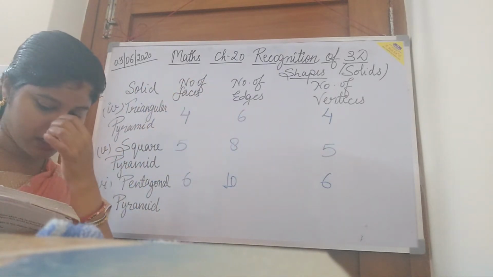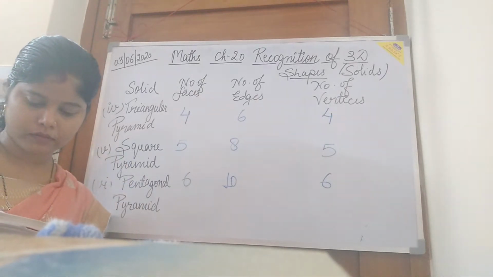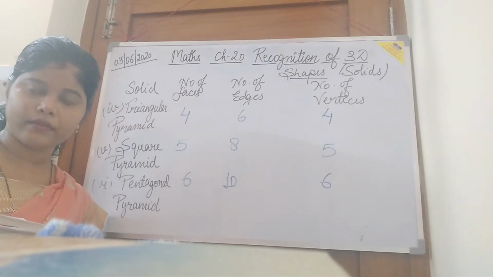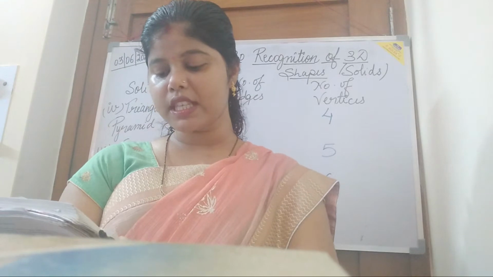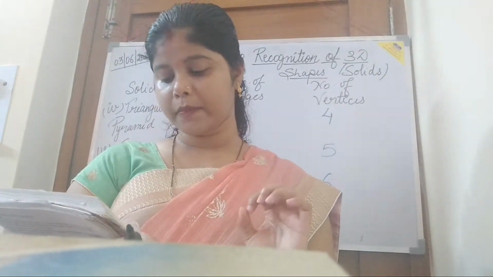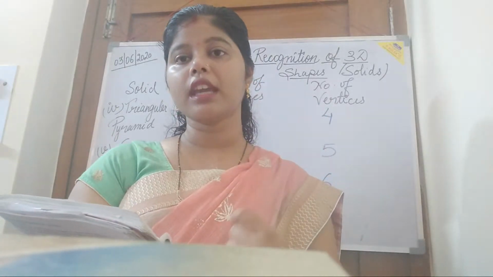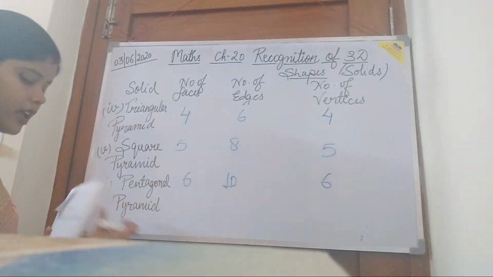Now the second question, fill in the blanks. That you can do by yourself, but let me tell you the answer also. 2 adjacent faces of a cuboid meet in a line segment called, when 2 adjacent faces of a cuboid meet in a line segment called the edges of the cuboid. So there you will write edges.